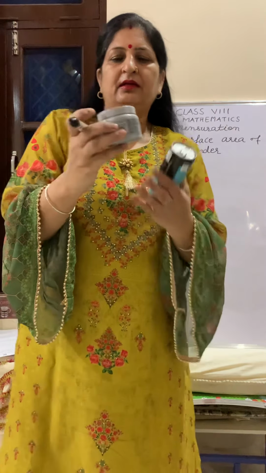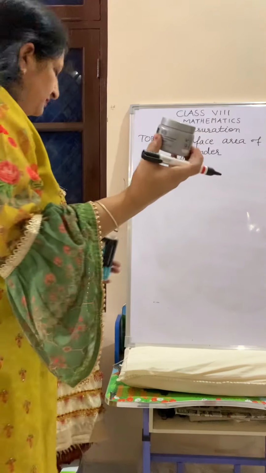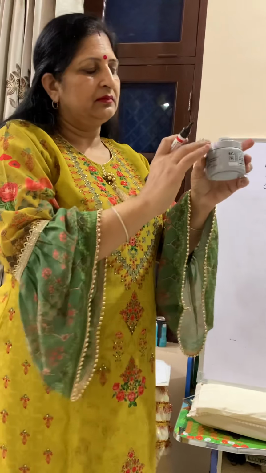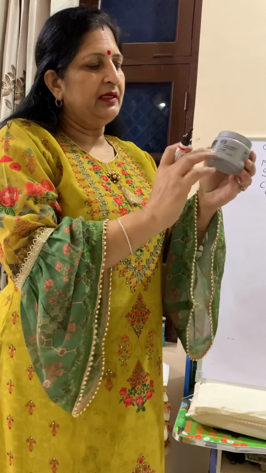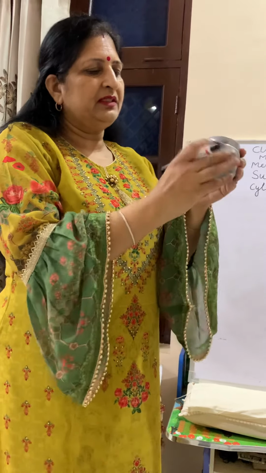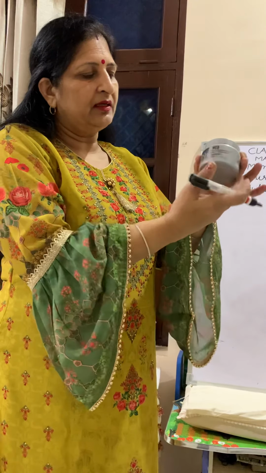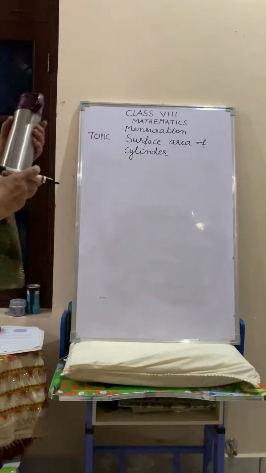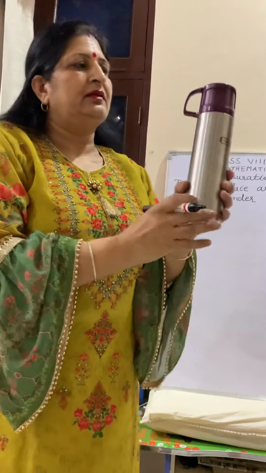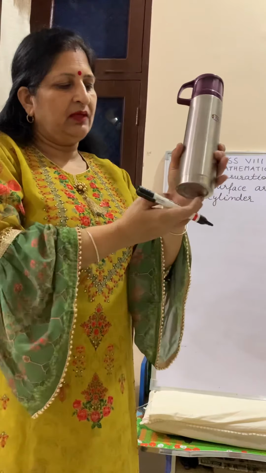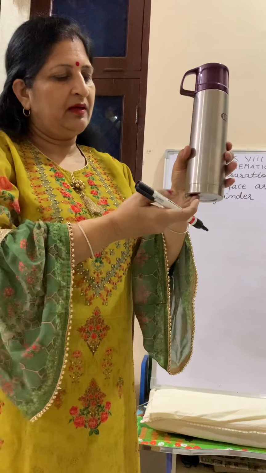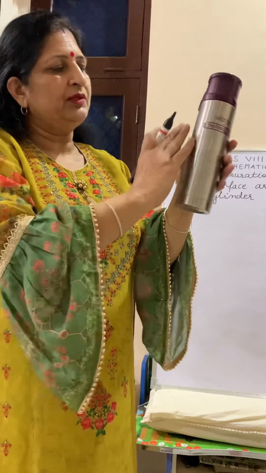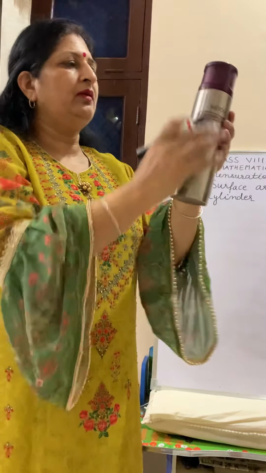Similarly, this figure: two ends are circular, and in between it is a rectangular figure which is folded to make this circular mode. See this bottle: two ends are circular, these are parallel, and the in-between portion is in a circular mode.